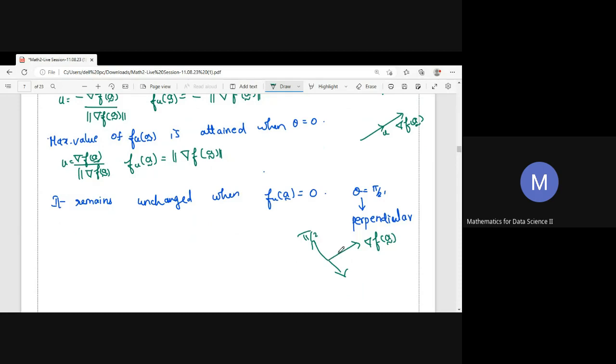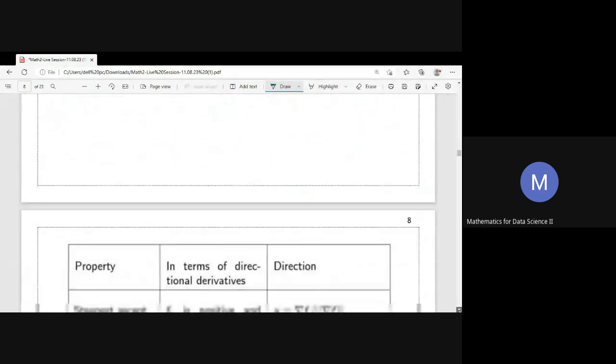If we consider only the range 0 to pi, then you have the vector at 0 where it has the maximum, pi by 2 where there is no change, and pi where it attains the minimum value. So this is what is given to you.